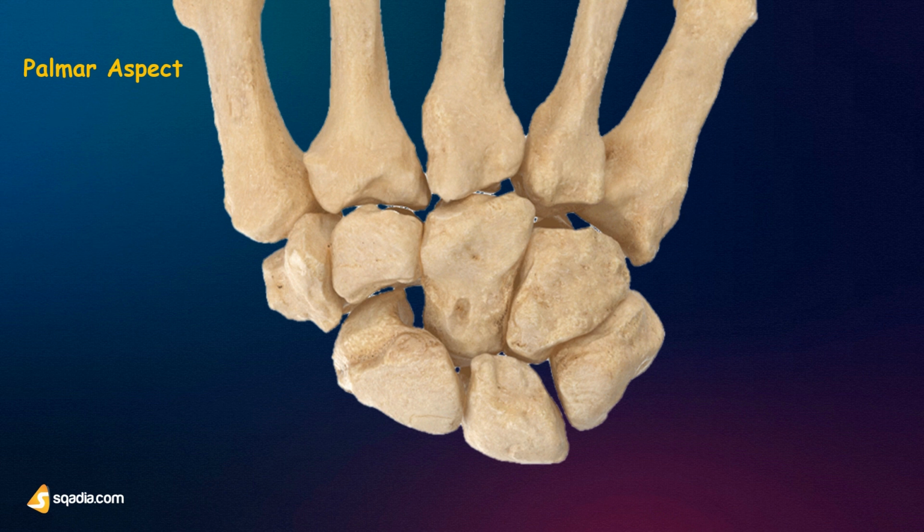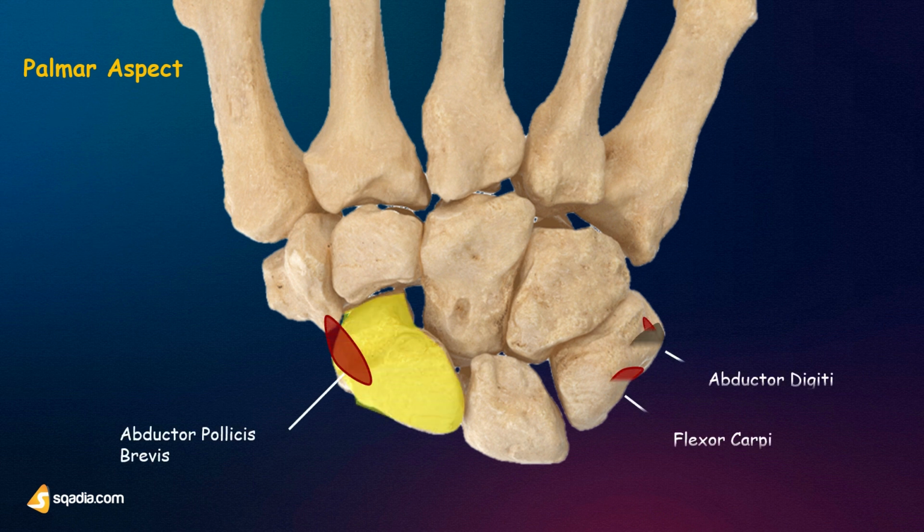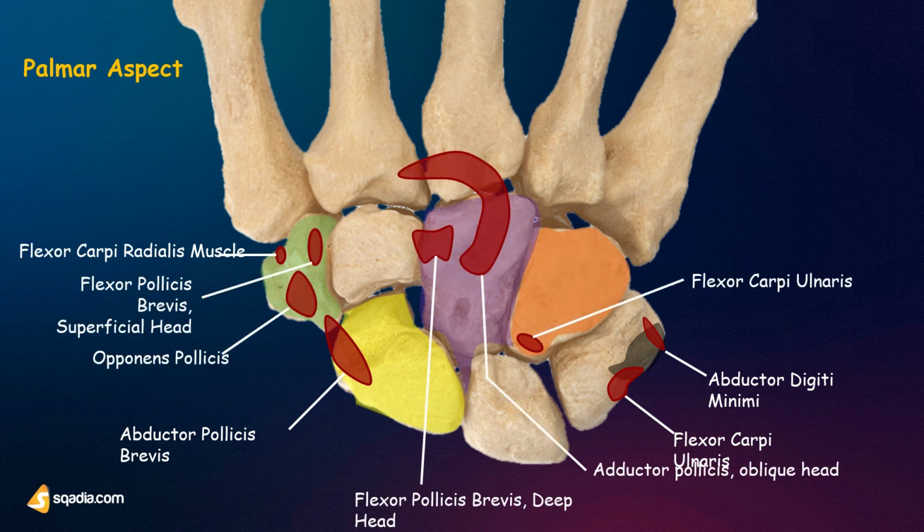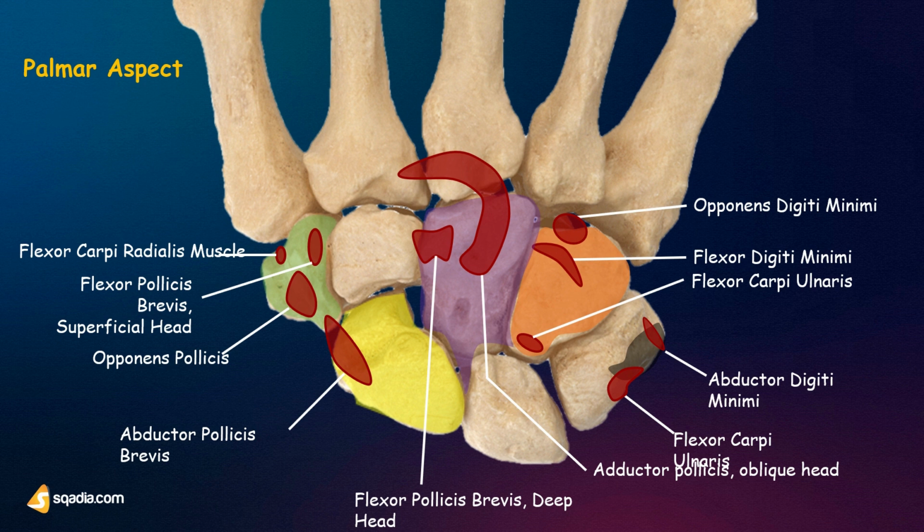The metacarpals serve as muscular attachment sites for various muscles, as you can see here. We will talk about the details of the compartments of the hand and muscles of the hand in an upcoming video in much more detail. That is all about the carpal bones.